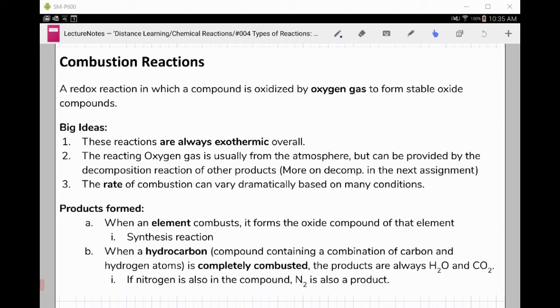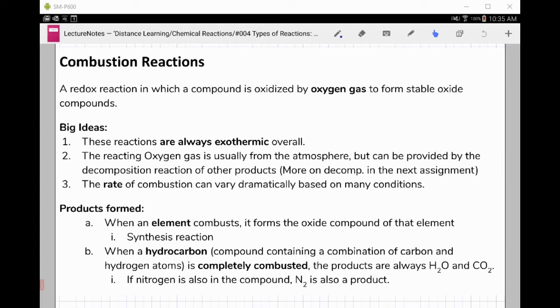Usually in these types of reactions, the oxygen gas is coming from the air in the atmosphere, but that doesn't have to be the case. It could be provided by some other compounds that have decomposed and released oxygen gas when they do that. But we'll talk more about that when we do decomposition reactions next time.